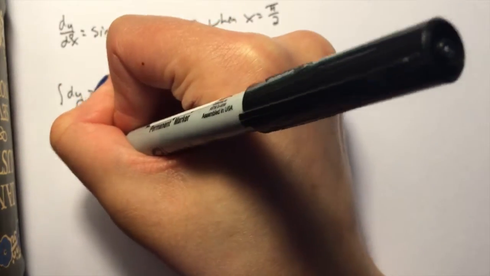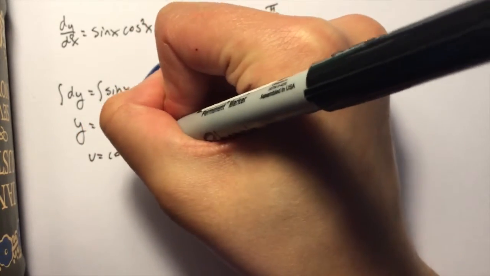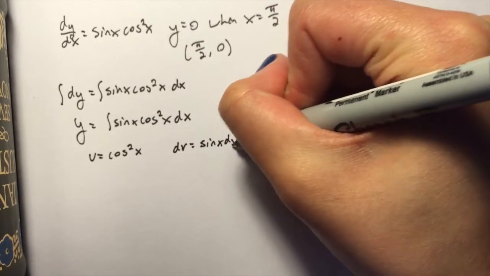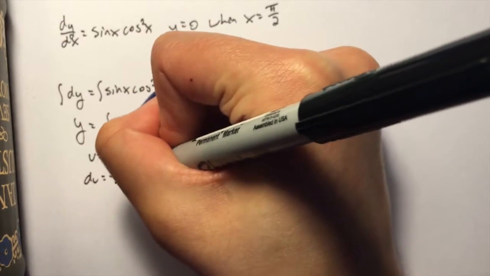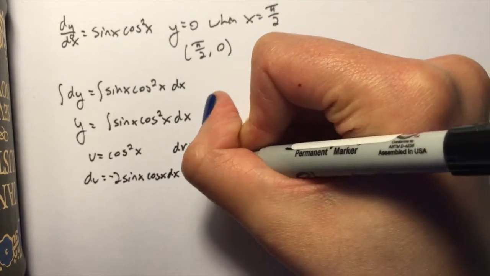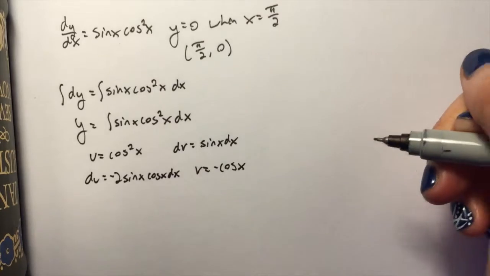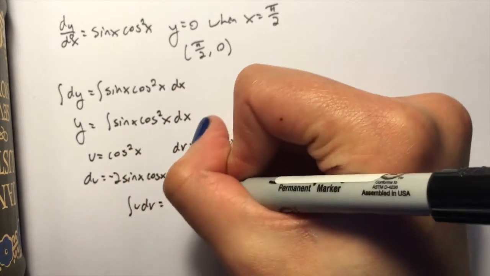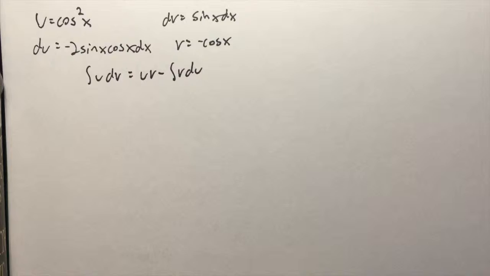Now you have to take the integral of the x side using parts, in which u is equal to cosine squared x, and dv is equal to sine x dx. So du is equal to negative 2 sine x cosine x dx, and v is equal to negative cosine x. And you just plug these into the equation: the integral of u dv is equal to uv minus the integral of v du.